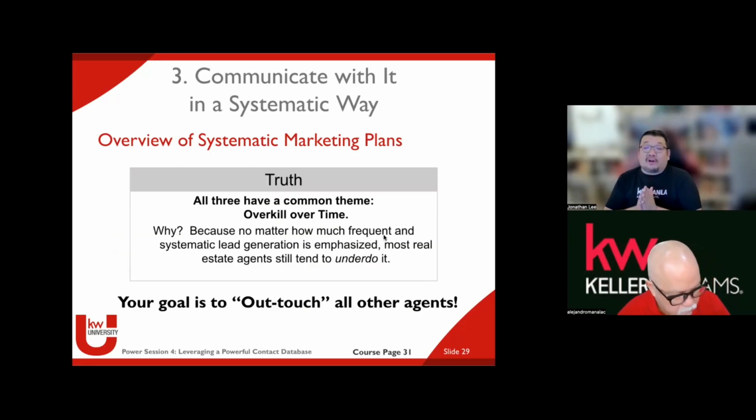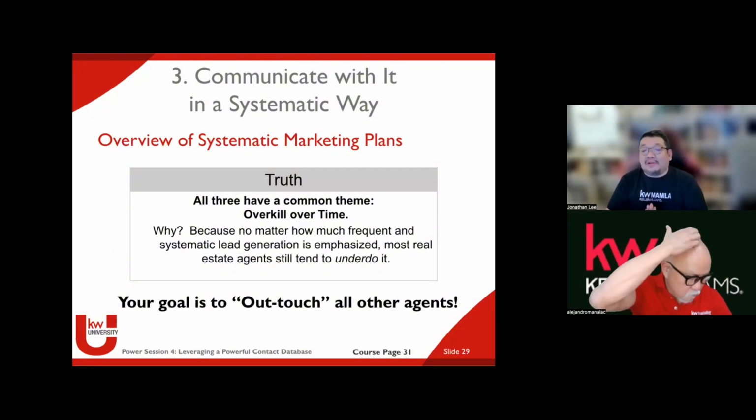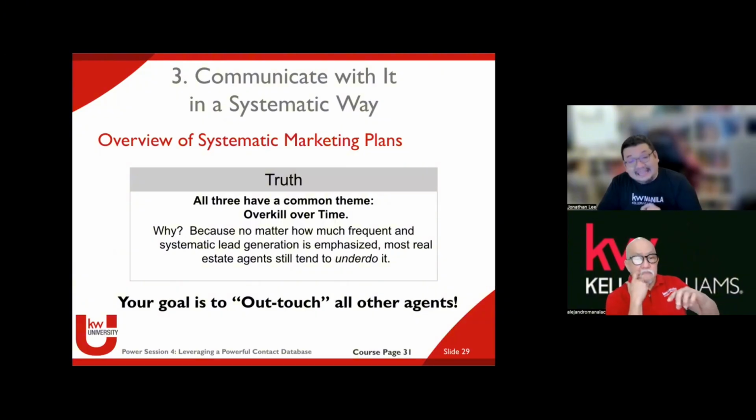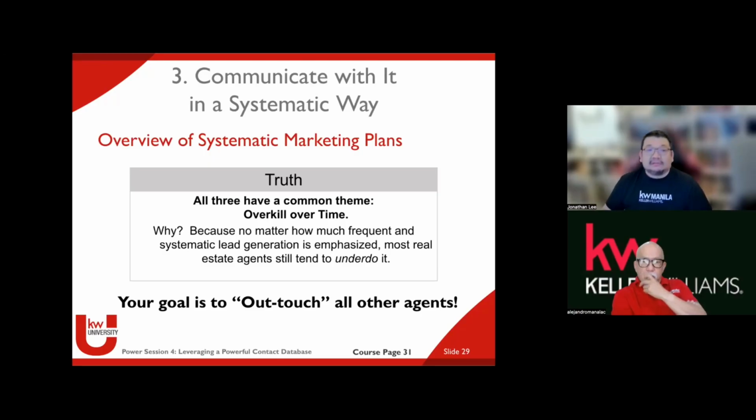The truth is all three have a common theme: overkill over time. No matter how much frequent and systematic lead generation is emphasized, most real estate agents tend to underdo it. We think we are doing too much communicating. The fact is we are under-communicating all the time. When a new agent comes into the market and communicates nicer messages, they win that communication already. So the goal is to out-touch all other agents as much as you can, to connect with them and add value as much as you can, because it is a competition. No doubt about it.